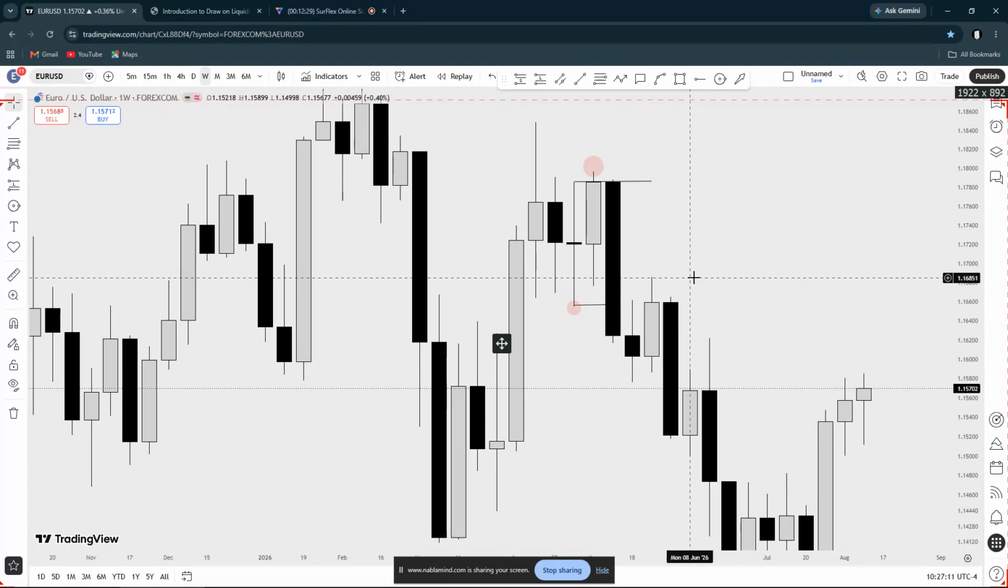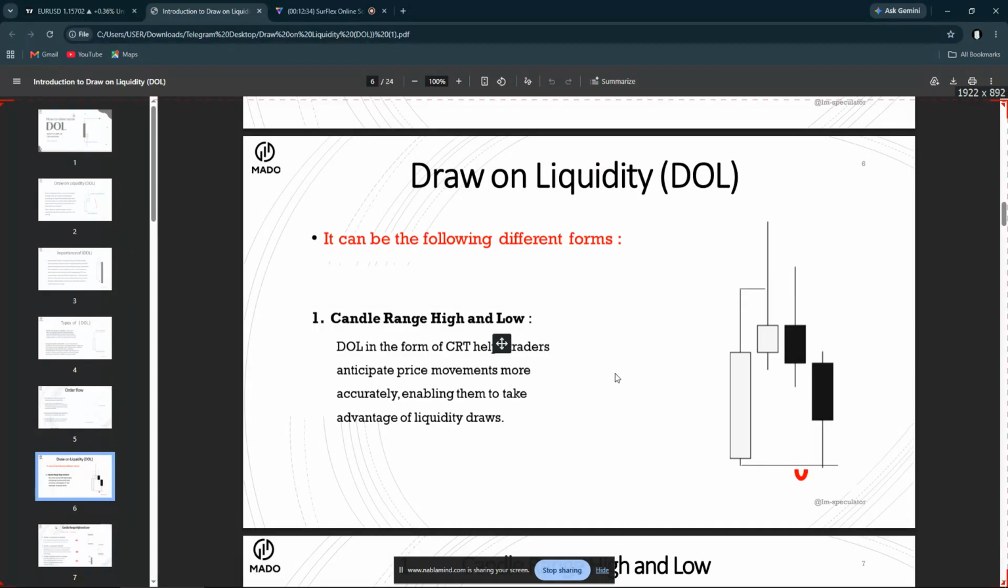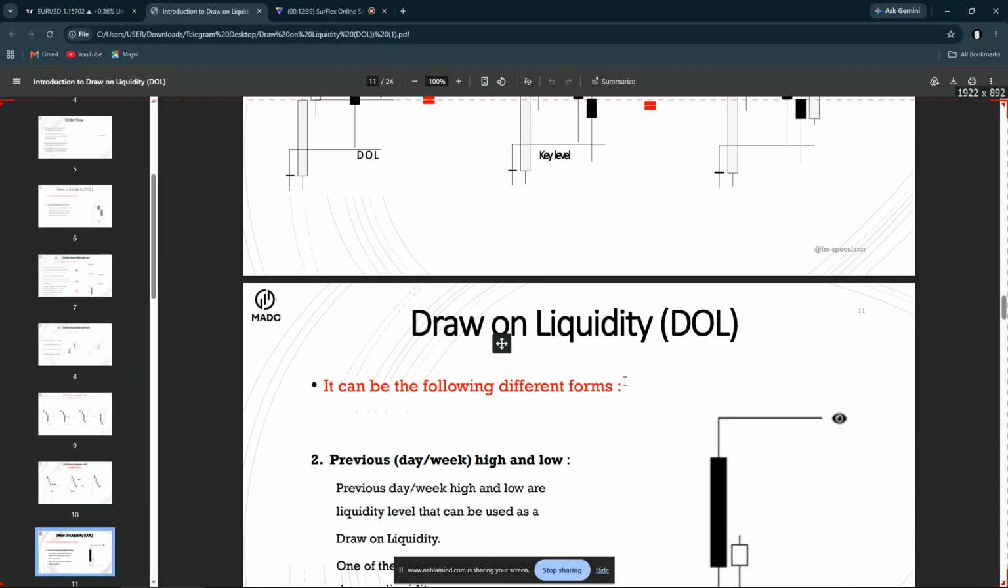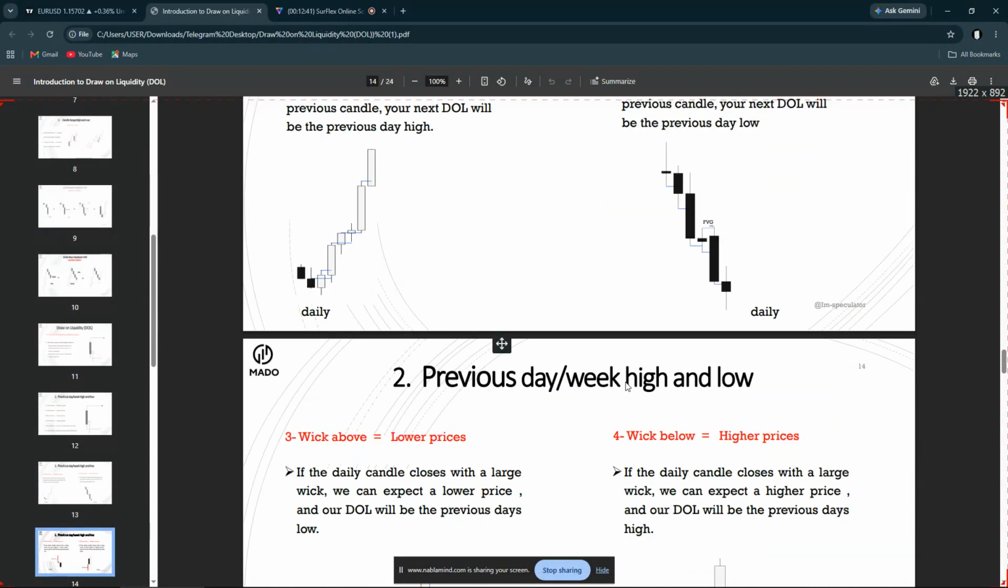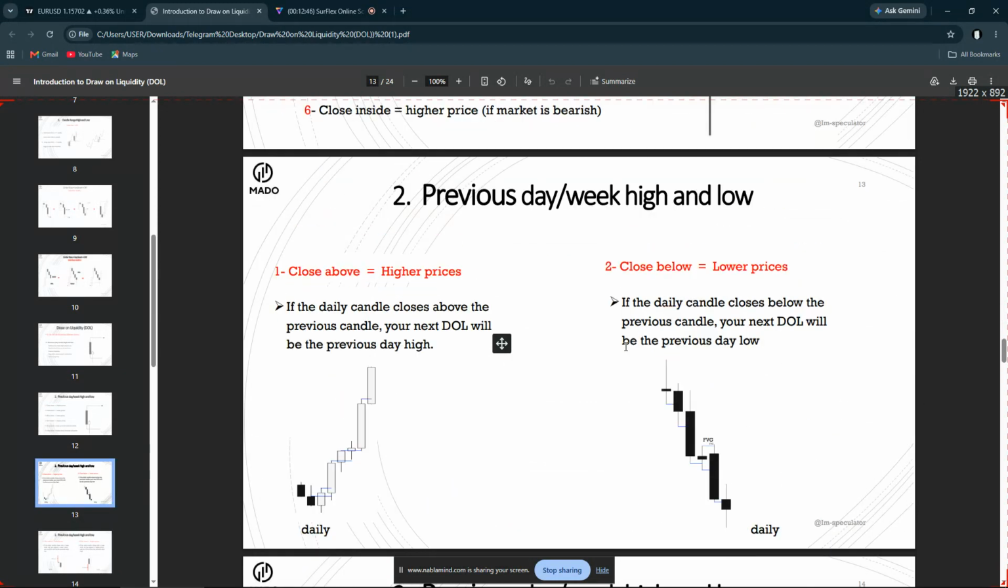Remember, price can also form draw on liquidity. According to the PDF, you can see that we also have a way to look for draw on liquidity. So when price is breaking above high, rejecting below lows, this is showing us how the directional order flow is being momentarily moved by buyers or sellers. So remember, number 2 stated that previous day highs and week highs and lows are also a draw on liquidity. Previous days or week highs and lows are draw on liquidity.